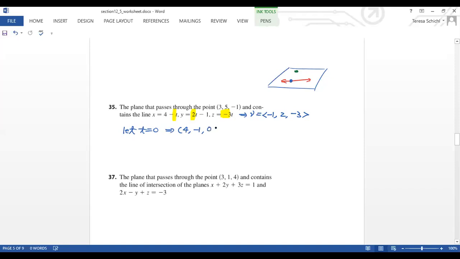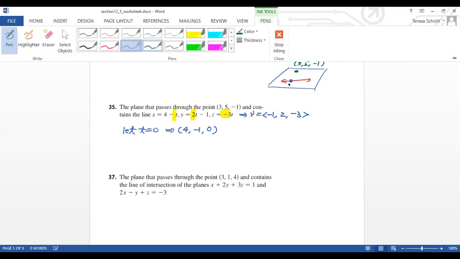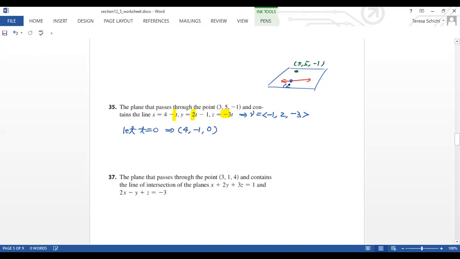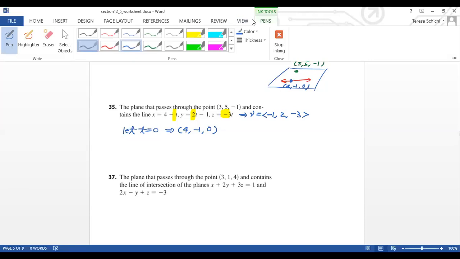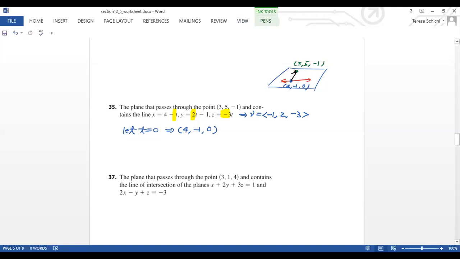Now you will see why I want to find this point. This point is 3, 5, -1, and the point I just found is 4, -1, 0. So I can connect these. I call this one B, and this is my A.